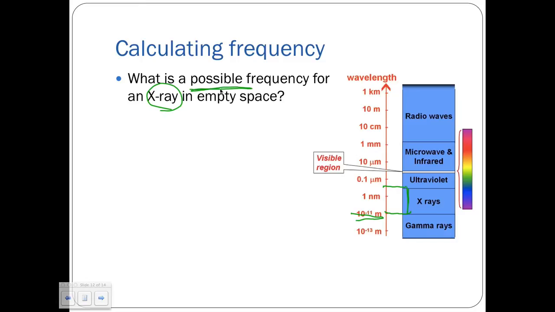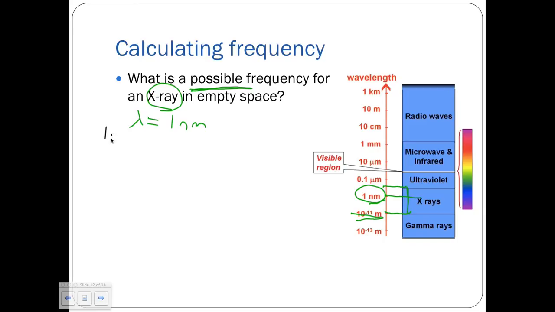So really all we have to do is pick some wavelength that we know is in the X-ray, and I'm just going to go ahead and pick 1 nanometer. It's right in the middle of that X-ray range. So we'll say that our wavelength is going to be 1 nanometer. We know we're going to need to put it into our v equals f lambda to figure this out, but we don't have the right units.